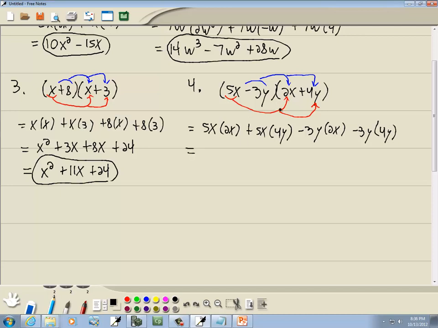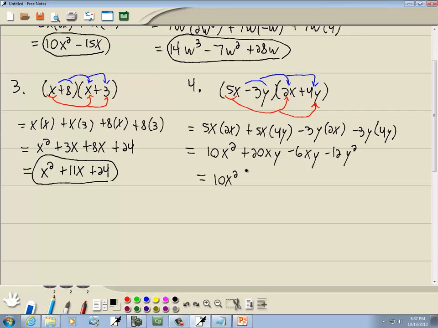So again, I'm just following the lines on what to multiply together. Well, 5 times 2 is 10. X times x is x squared. 5 times 4 is 20. And then the x and the y we just put next to each other in alphabetical order. Negative 3 times 2 is negative 6. And I'll put the x and y next to each other in alphabetical order. Since they're different variables, we don't actually multiply them together. Just put them next to each other. Which is multiplication, but not like what you might think. Negative 3 times 4 is negative 12. Y times y gives us y squared.